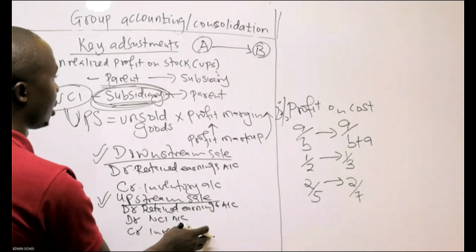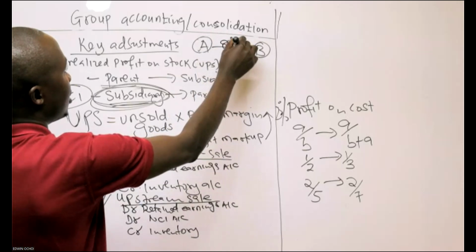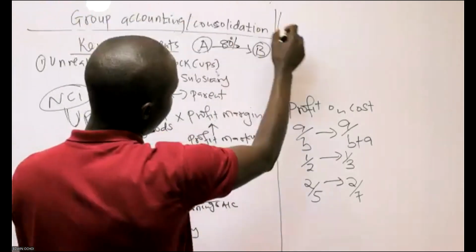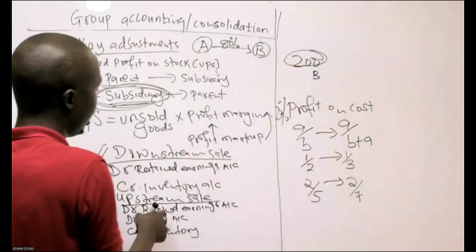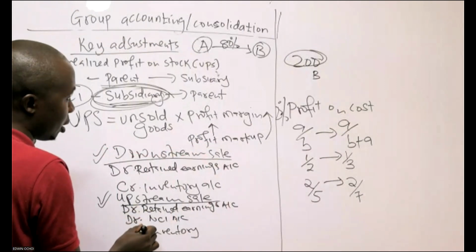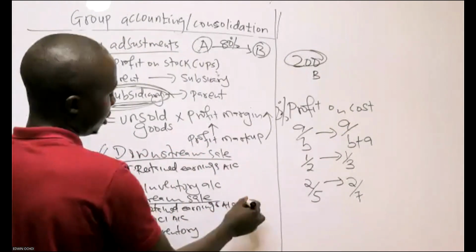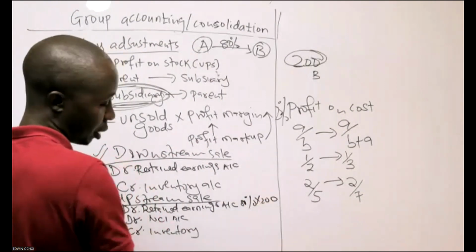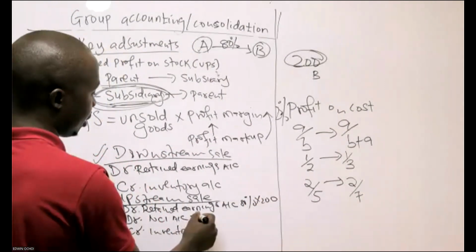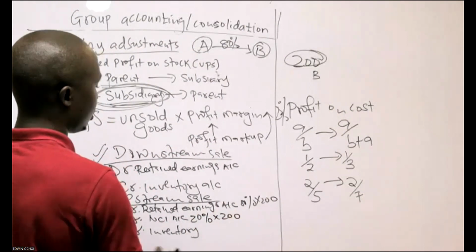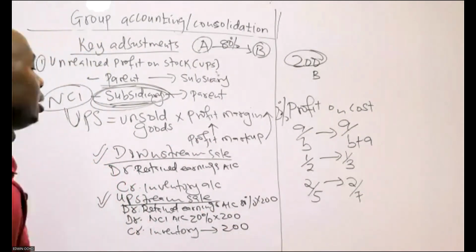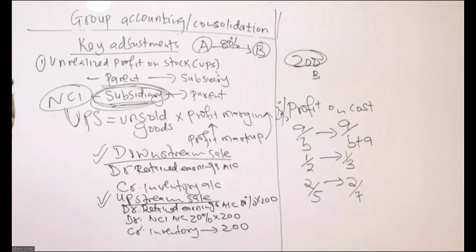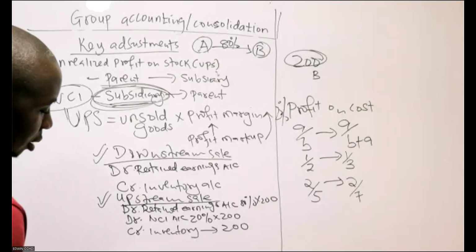So on this scenario, if it was an 80% subsidiary which was acquired, then we have a UPS of 200, which is overstated in B. How would I share it in this scenario? How would I debit, then credit? I would say 80% of the 200 goes to the retained earnings, 20% of 200 goes to the NCI. Then the total amount of 200 is credited to the inventory. That is what you need to know for the UPS. There's nothing else.